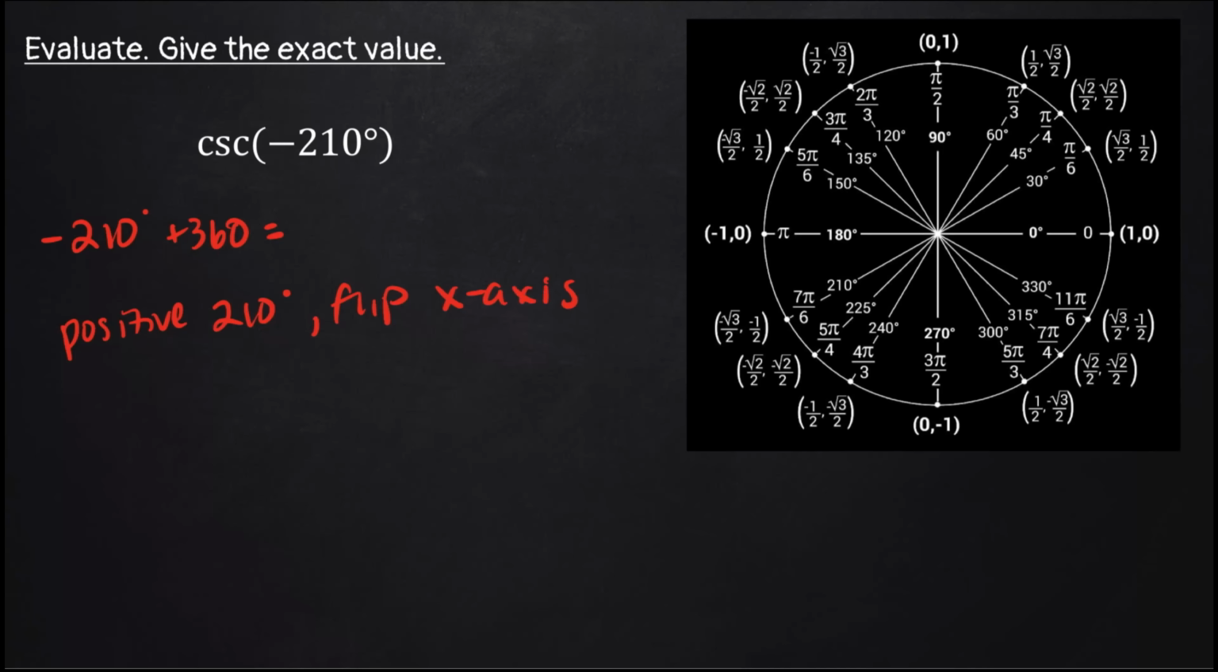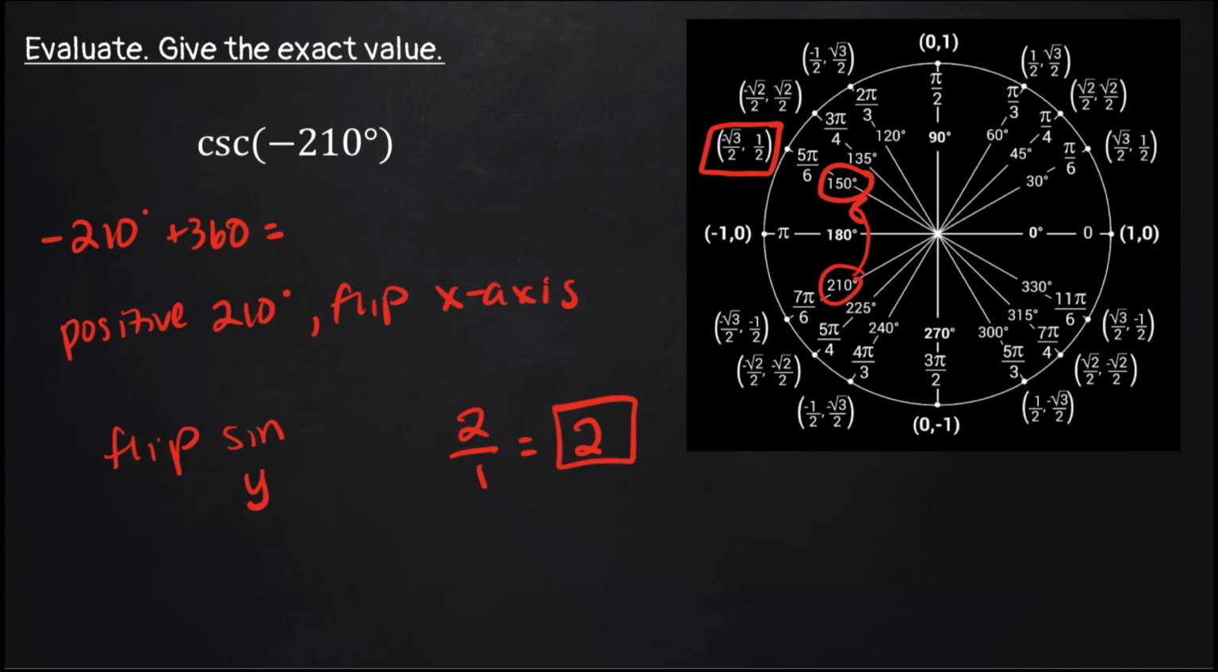So without using a calculator, you can do the positive 210, flip over your x-axis, and here you will land at 150 degrees. So what you're going to do is look at that terminal point there. Now remember that cosecant is the reciprocal of sine, so you're going to flip the sine, which is again flipping the y. So the y coordinate is 1 over 2, so I flip it, becomes 2 over 1, which is the same thing as 2.